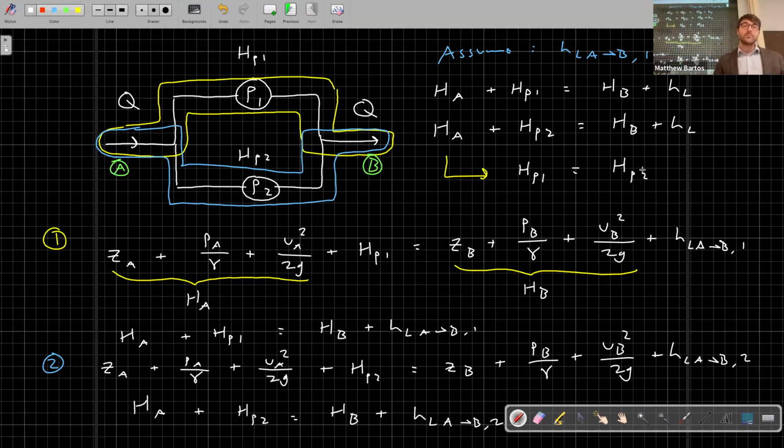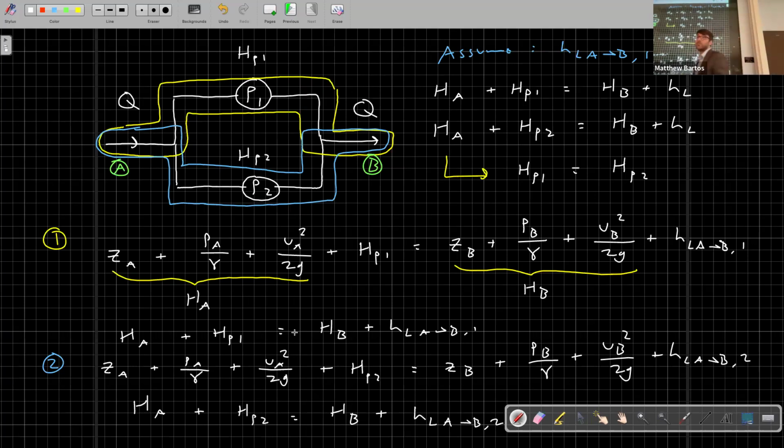So the diameter would factor into this term, UA and UB, right? Those UA and UB refer to these two pipe segments here that are outside of the two parallel branches. So that would end up in these terms HA and HB, but it wouldn't affect these two terms here.